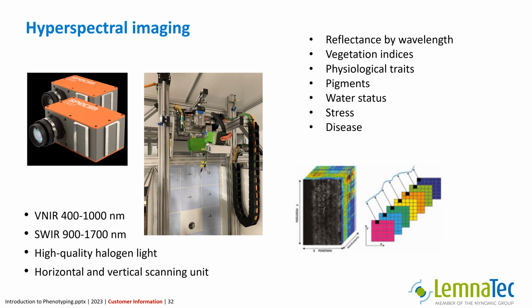In hyperspectral imaging, images are scanned along broad ranges of wavelengths, for instance in the VNIR or in the SWIR range. These hyperspectral data cubes not only can serve to calculate vegetation indices, but they also provide spectral signatures, for instance of pigmentation, water status, stress or disease.